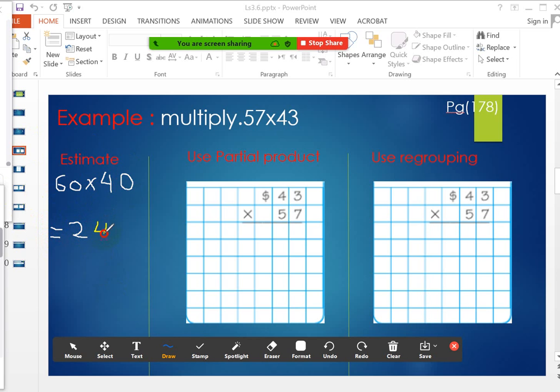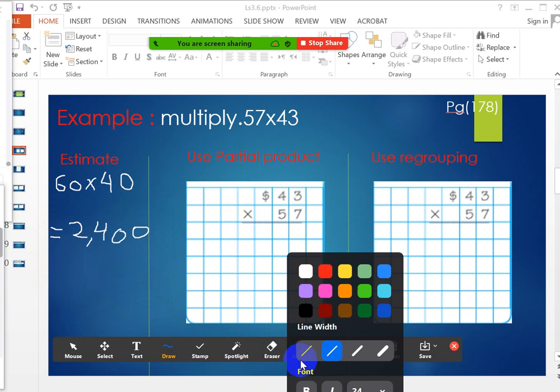And I have to put 2 zeros next to the answer. So the final answer will be 2,400. This is the estimate. So the final answer, or the correct answer, will be close to this number. Let's find the answer by using partial product.